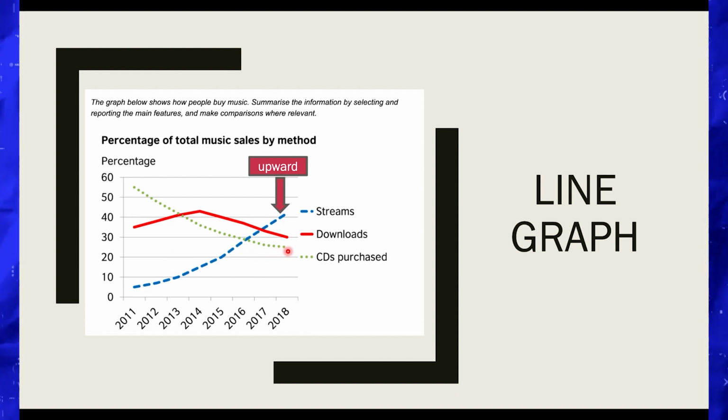If the finishing point is lower or below its starting point, then we say this trend is downward. So in this example, as you can see, there are 2 general trends, upward and downward. The trend for streams went up, and the one for CD purchases went down.